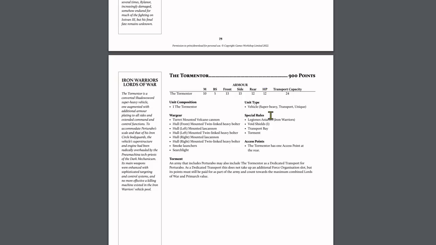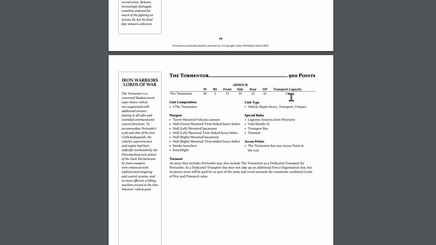Armor 13 and 12 hit points. Armor 13 isn't enough for your void shield to be any good for a start. It's just going to get taken down. But Armor 13 and 12 hit points is just so easy to destroy in the current game, especially with lascannons or Rendon autocannons. It's got a turret-mounted volcano cannon and BS5, so there's some cool modelling opportunities there.